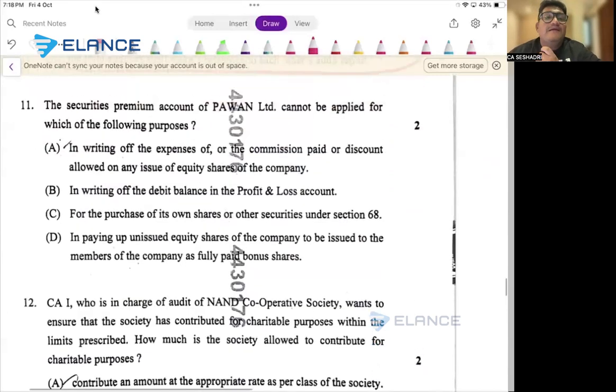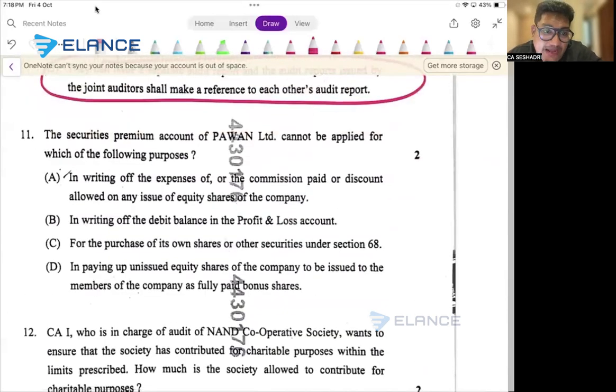Come to 11th one. Securities premium reserve cannot be applied for which of the following purposes? Write off of expenses you can use. Write off of debit balance you cannot use. SPR, you have studied in law, guys. Buyback you can use. Bonus shares you can use, which you cannot use for write off of debit balance. That is the answer B.